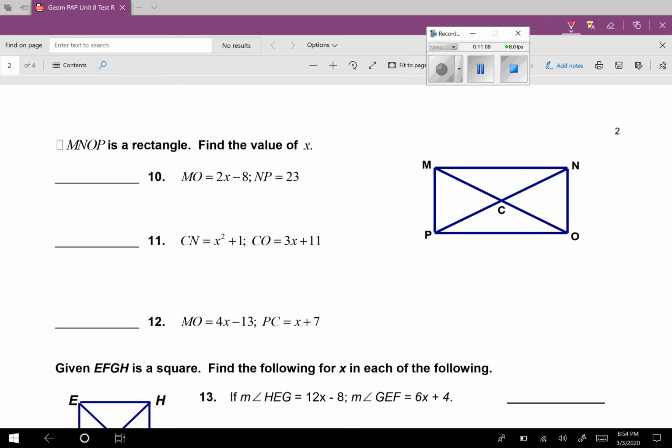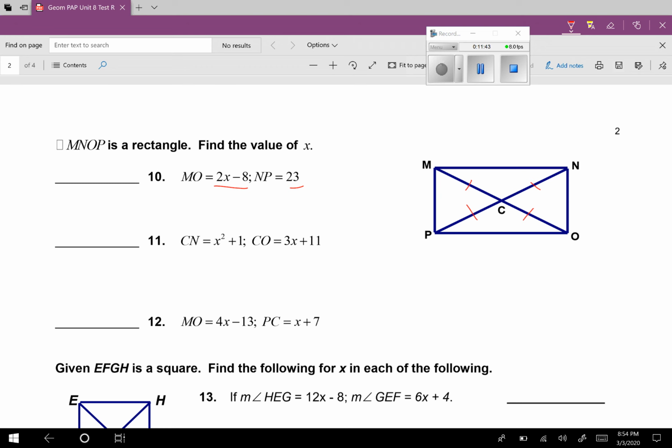All right, it says MNOP is a rectangle. Find the value of x. Okay, I'm going to do one of these and then I'll have the key up so you can see the rest of them. So MO is 2x minus 8 and NP is 23. Okay, well you should know these are going to be congruent. So you set this guy equal to this guy. CN is x squared plus 1 and CO is 3x plus 11. Okay, again on a rectangle, these four pieces are equal, so you just set those two equal.